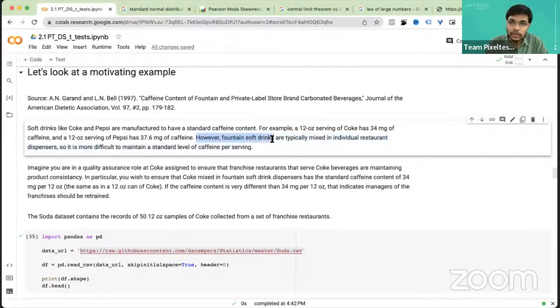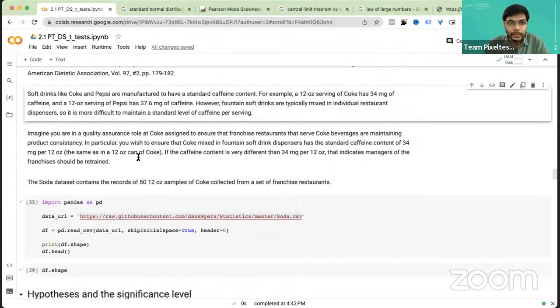However, fountain soft drinks are typically mixed in individual restaurants, right? The restaurants mix it in dispensers, so it is more difficult to maintain a standard level of caffeine per serving. Because it is mixed by individual restaurants, it is definitely not going to be standard. So now we have the data for it. Now let's go forward and try to understand.